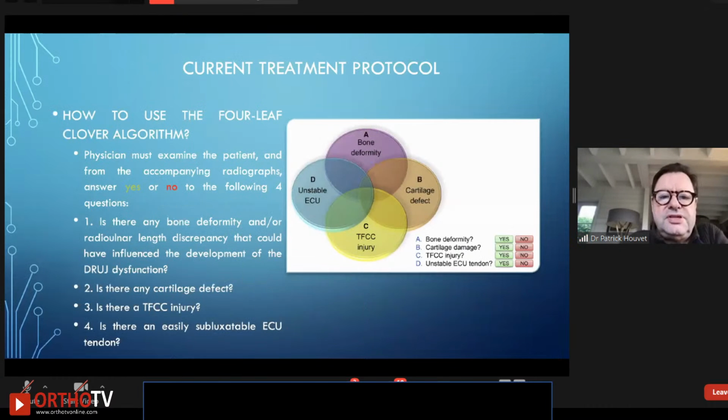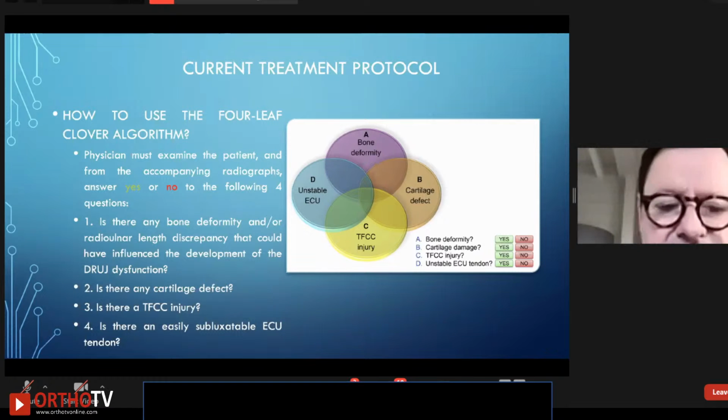How to use this 4-leaf clover algorithm? The physician must examine the patient and, from the accompanying radiograph or CT scan, answer yes or no to the following 4 questions. Is there any bone deformity and or radioulnar length discrepancy that could have influenced the development of the dysfunction? Second one, is there any cartilage defect? Is there a TFCC injury? And finally, is there an easily luxable ECU tendon?